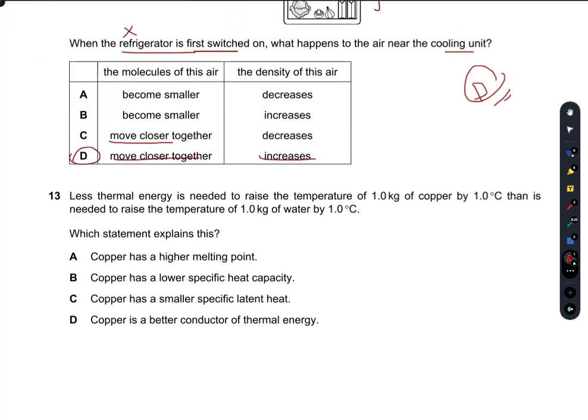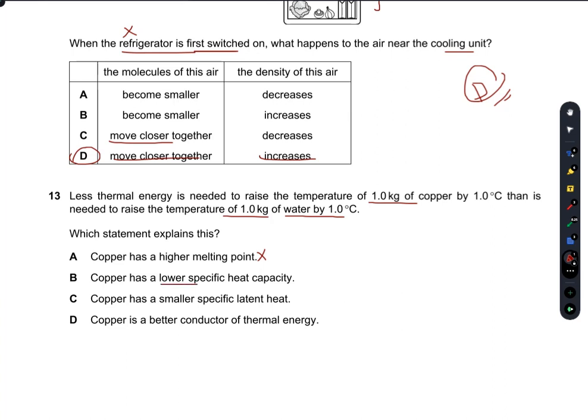Less thermal energy is needed to raise the temperature of 1 kg of copper by 1 degree C than is needed to raise the temperature of 1 kg of water by 1 degree C. Which statement explains this? Copper has a high melting point. No, this cannot be inferred from this graph, or from these lines. Copper has a lower specific heat capacity.